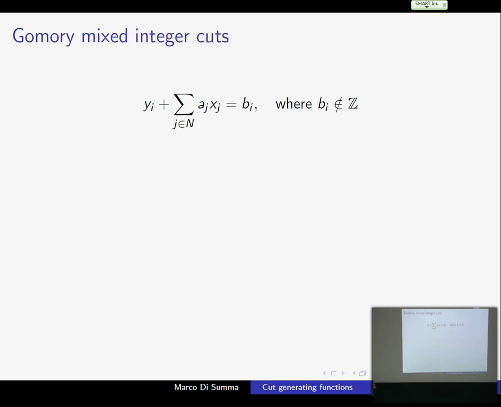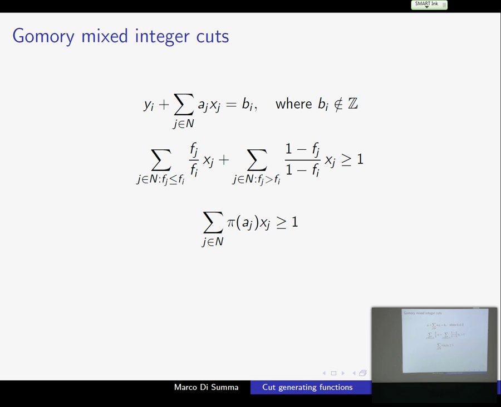What GMI cuts do is find an explicit formula. This is for the pure integer case. It's not really important how the coefficients come up, but essentially you partition the variables into two groups depending on the fractional parts. fj is the fractional part of the coefficient aj, and fi is the fractional part of bi. So these f's are the fractional parts. Depending on them, you partition the variables into two groups. And if you know aj and bi, you know what coefficient you have to write to derive this cut.